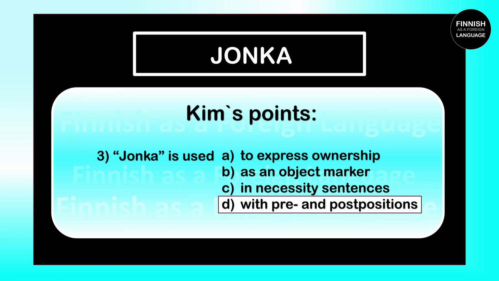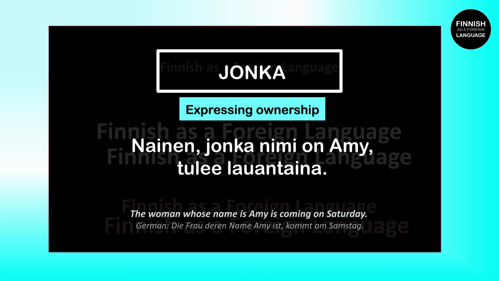Let's take a look at our first example. Nainen, jonka nimi on Amy, tulee lauantaina. In English, the woman whose name is Amy is coming on Saturday. So let's go step by step. Nainen means woman. Jonka nimi on Amy means whose name is Amy. Tulee lauantaina means comes on Saturday. So here, Jonka refers to the woman, showing that the name Amy belongs to the woman. So Jonka here is used because of the concept of ownership.